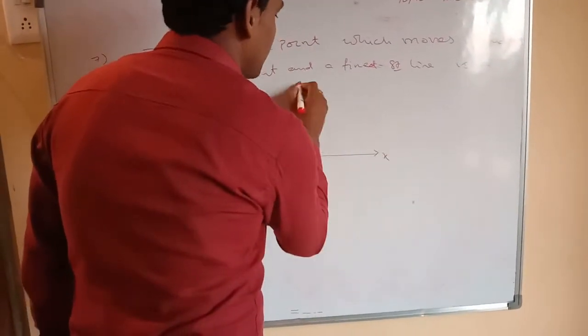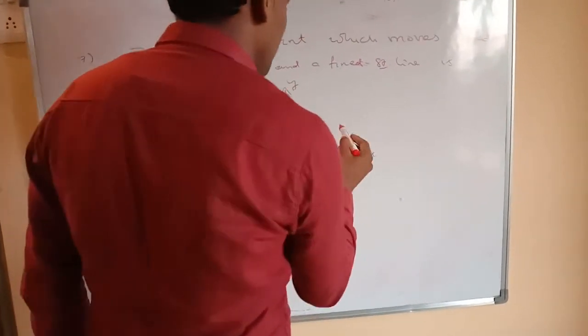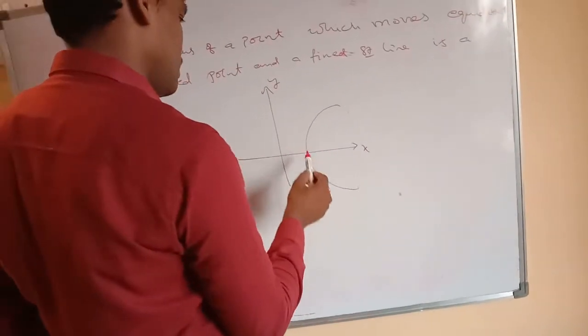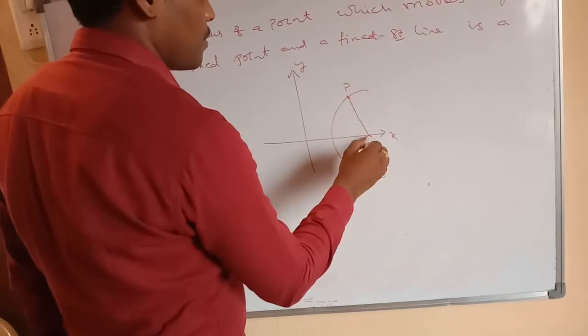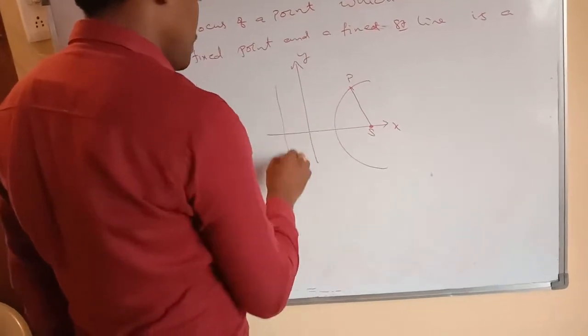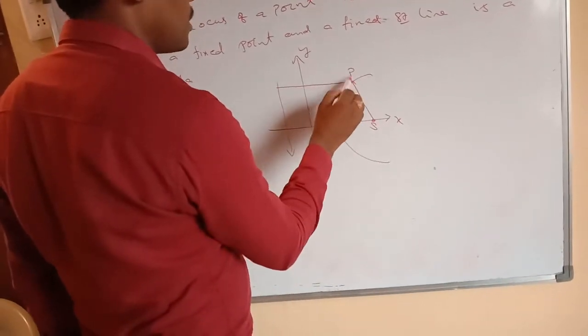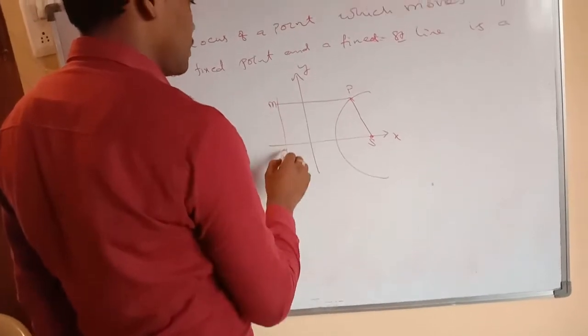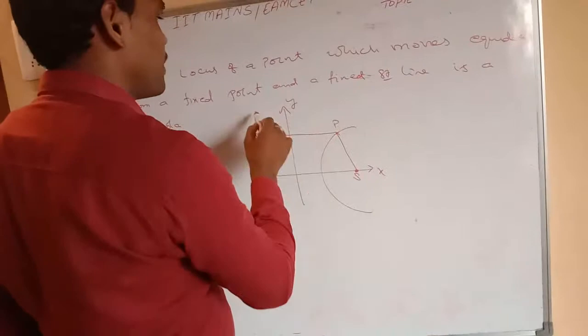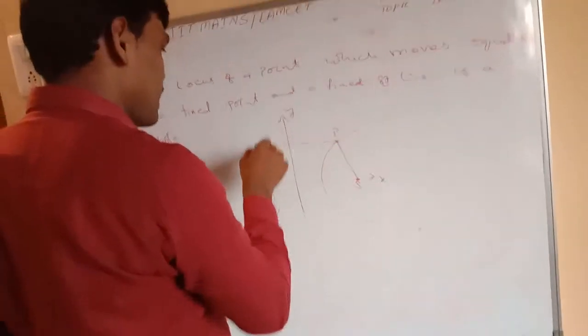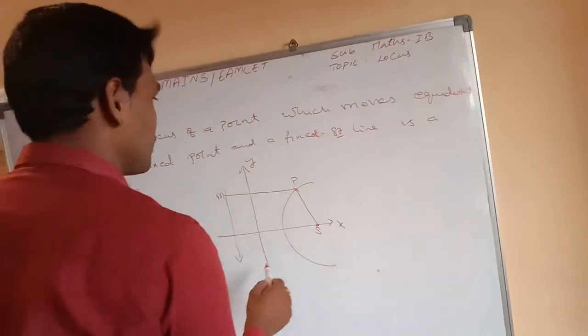This is the x axis and y axis. Now this is the curve. The locus of a point P, which is equidistant from the fixed point and the fixed straight line, is called the parabola.